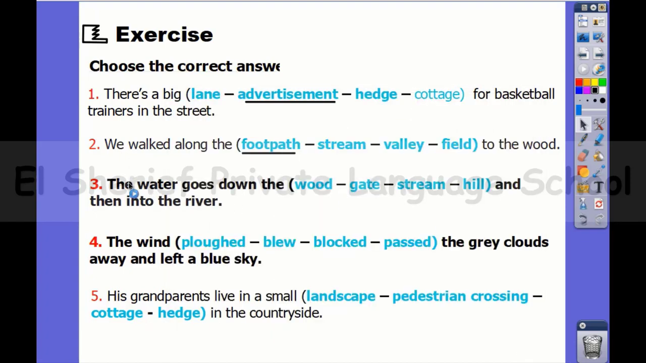Okay, number 3. The water goes down and then into the river. So the answer is stream. Number 4. The wind, the grey clouds away and left a blue sky. So the wind blew, and blew is the past form of blow, to move or make currents of air. Number 5. His grandparents live in the countryside. So in a small cottage in the countryside.